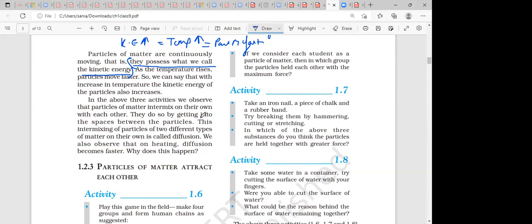And after this, you'll write that intermixing of particles of two different types of matter. Just remember, it's not the same matter; it is two different matters. For example, one is pencil and one is pen. Two different matter particles, particles of pencil and particles of pen, are intermixing on their own, and that is known as diffusion.